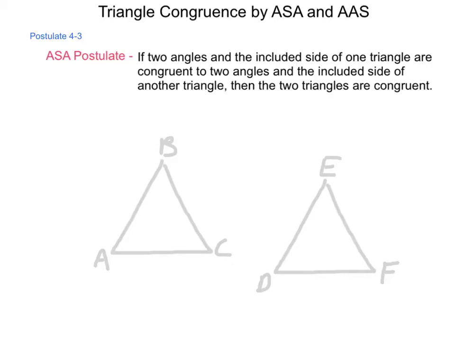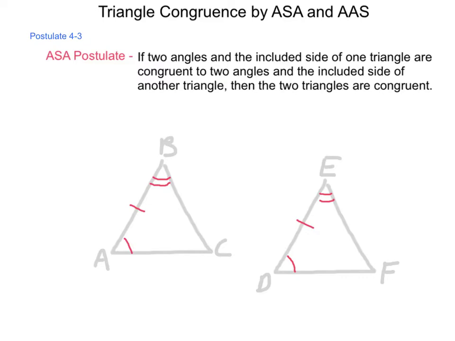This one states, if two angles and the included side of one triangle are congruent to two angles and included side of another triangle, then the two triangles are congruent. So what this means is that if I were to take angle A and say that it's congruent to angle D, angle B and say that it is congruent to angle E, and also knowing that line segment AB is congruent to line segment DE, I now have two angles and the side that is included between them. I would have enough information for an angle, side, angle congruence.